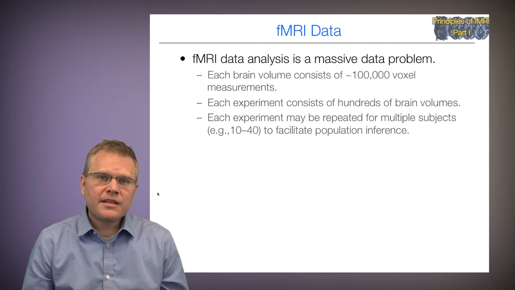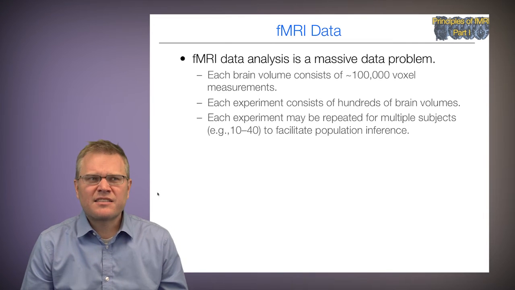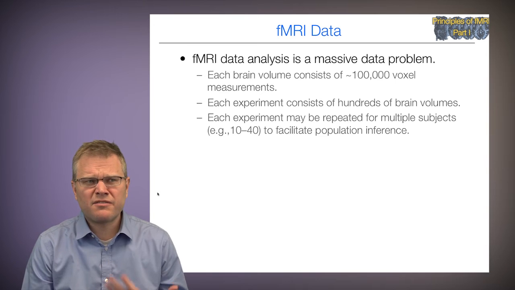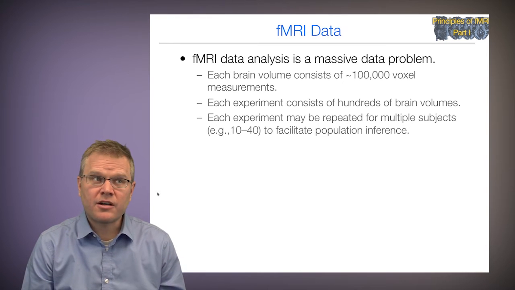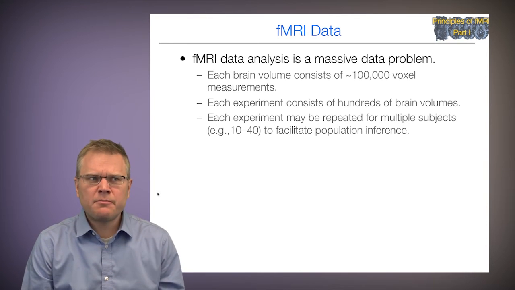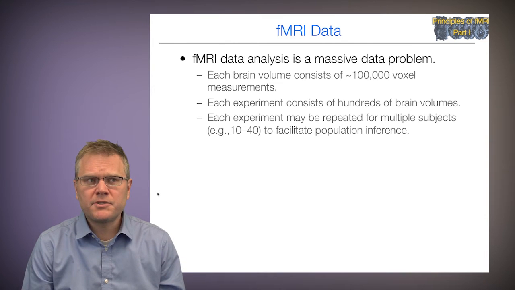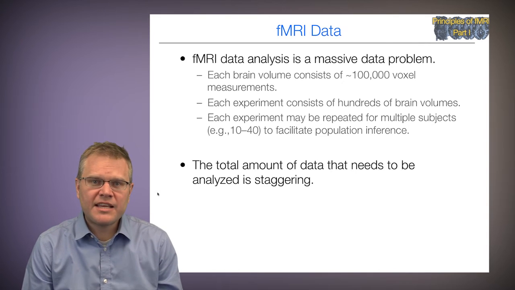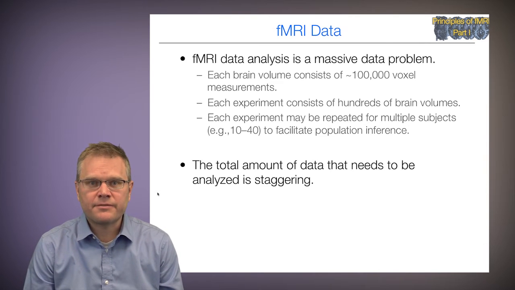So clearly, fMRI data analysis is a massive data problem. Each brain volume that we're studying consists of roughly 100,000 different voxel measurements. Each experiment might consist of 100 brain volumes, and each experiment might be repeated for multiple subjects, maybe say 10, 20, 30, or 40 subjects, in order to facilitate population inference. At the end of the day, the total amount of data that needs to be analyzed is staggering.